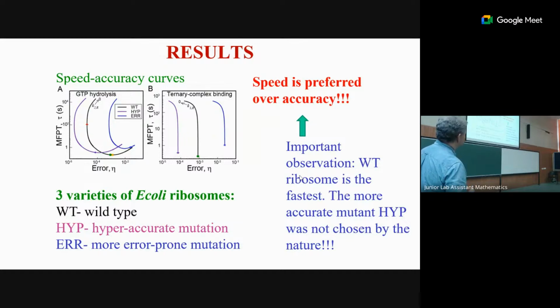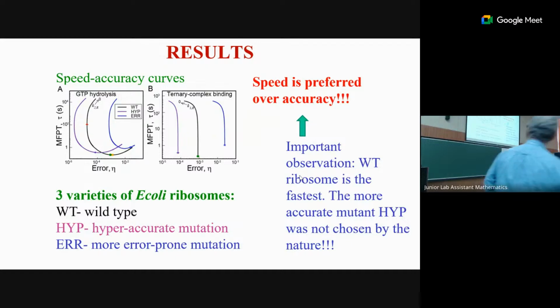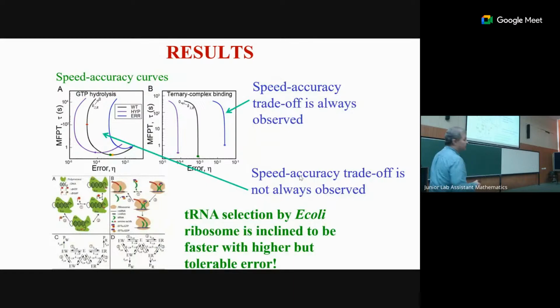By the way, the wild type ribosome is the fastest one. You see, the wild type is the fastest. Which means that evolution for E. coli bacteria probably tried all possible combinations, and decided that it's better to have E. coli bacteria which do things fast enough, not precisely enough. Which is an interesting result. So nature didn't choose the most precise one, it chose the fastest one, as long as the error is tolerable.